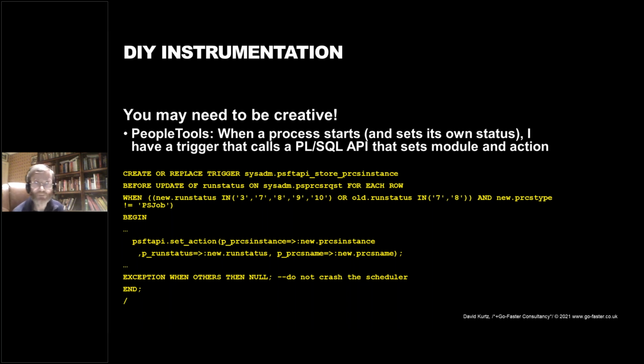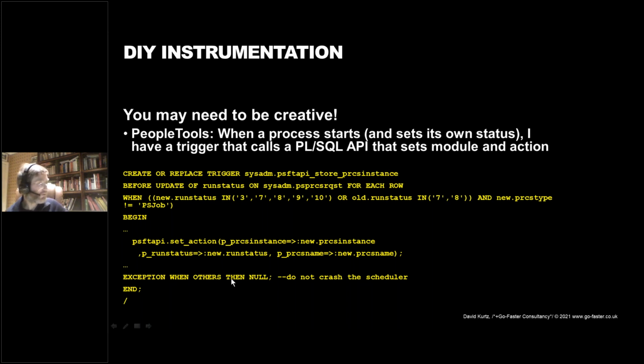And I wrote my own little PL/SQL API to do a few things and set module and action. And that's how I instrument PeopleSoft processes that are not otherwise instrumented. And it tells me what is the process name and the instance number, so I can relate it back to something in the application. And this is one of, I think, the exception that proves the rule. It's one place where I do use exception when others then null, because if something goes wrong here, I don't want it to crash the PeopleSoft process scheduler. I don't care if this raises an error, as long as it does no harm.